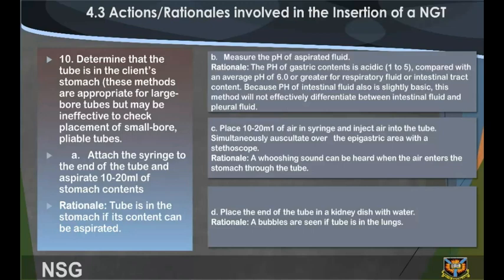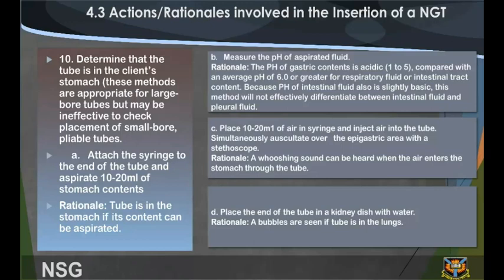These methods are appropriate for large bore tubes, but may be ineffective to check placement of small bore pliable tubes. Attach the syringe to the end of the tube and aspirate 10 to 20 ml of stomach content. Rationale: the tube is in the stomach if its contents can be aspirated. Measure the pH of the aspirated fluid. Rationale: the pH of gastric content is acidic, 1 to 5, compared with an average pH of 6 or greater for respiratory fluid or intestinal tract content.